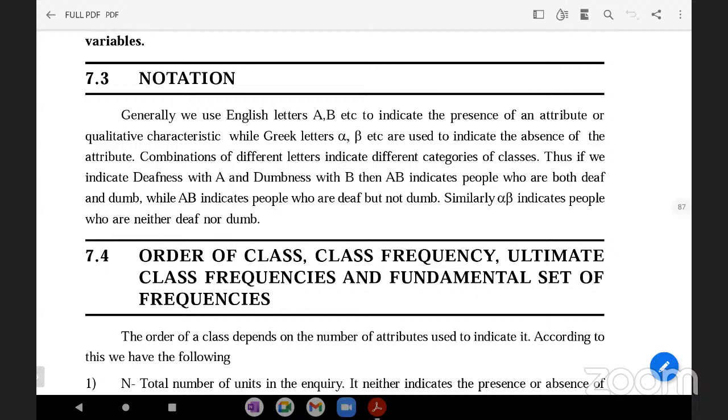Aβ indicates deaf but not dumb. So AB and alpha beta indicate it: A indicates, B indicates, alpha indicates and beta indicates. Such are the 4 classifications we may get here.